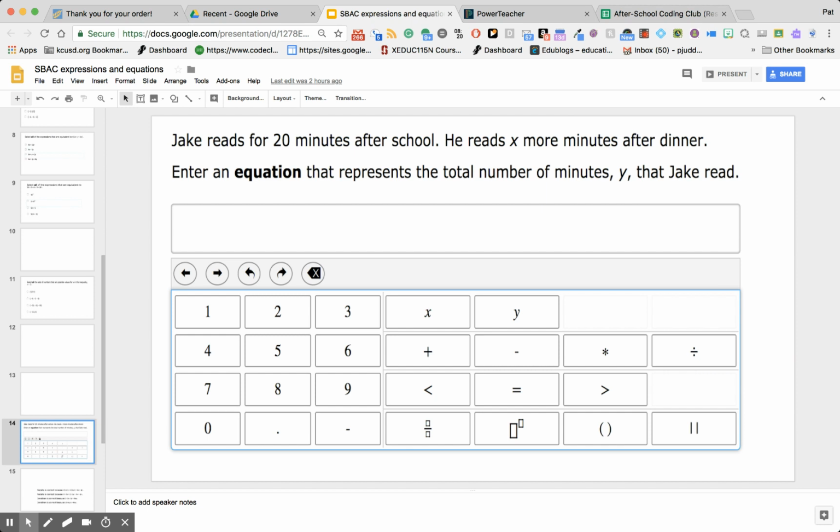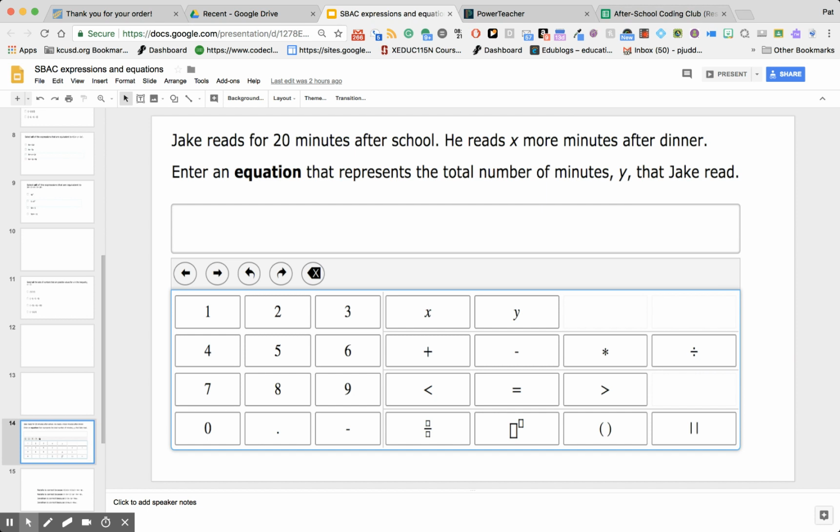Jake reads for 20 minutes after school. He reads X more minutes after dinner. Write an equation that represents the total number of minutes Y that Jake read. So you have a word problem and you need to enter an equation. That means you're going to need to type out an equation, translate from English to math. Okay? And notice you have an X and a Y variable. So when you write your equation.